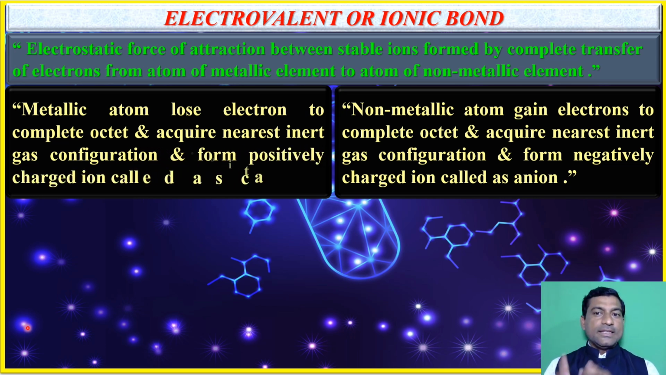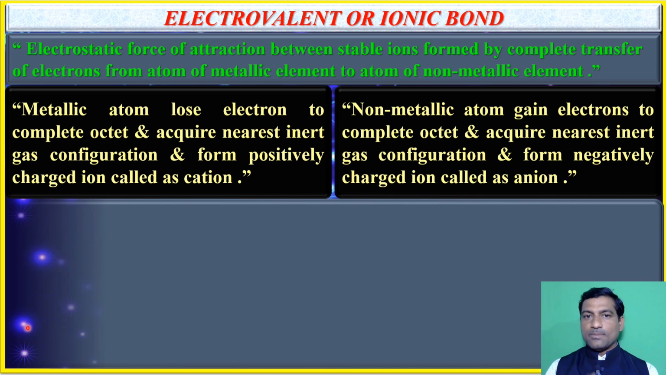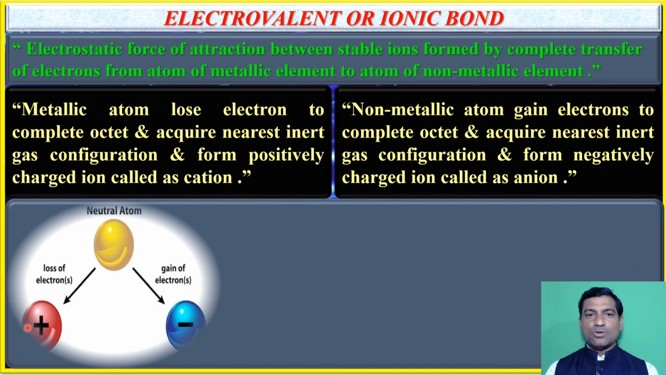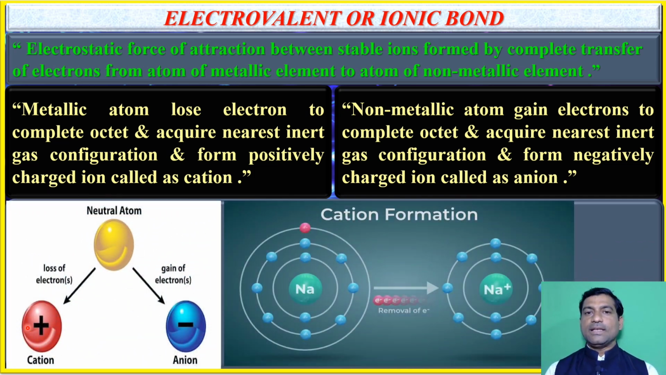There is a complete transfer, means the metallic atom has an extra electron in its outermost orbit and it can donate the electron and become stable, and the non-metallic atom has a deficient electron in its outermost orbit. That's why it can accept the electron which is donated by the metallic atom, complete its outermost orbit and become stable. That's why there is a complete transfer of electron from metallic atom to non-metallic atom.